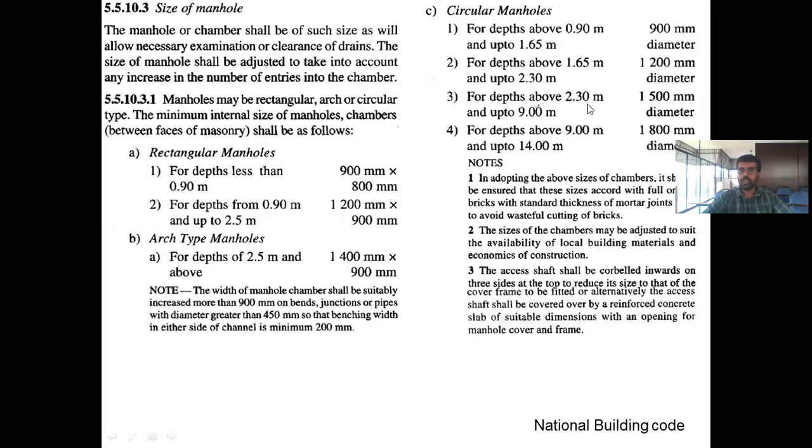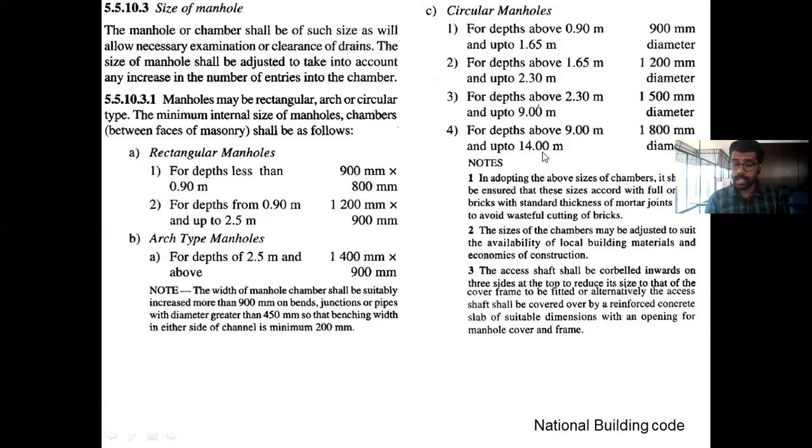For depths above 2.3 meter up to 9 meter, you can see what will be the height of a manhole. It goes even up to 9 meter. Not only that, it can go up to 14 meter also. Just imagine 14 meter means how many story building? Normally one story building height is 3 meter, so 14 meter height means approximately 7-story building. So that much manhole height can be also there.